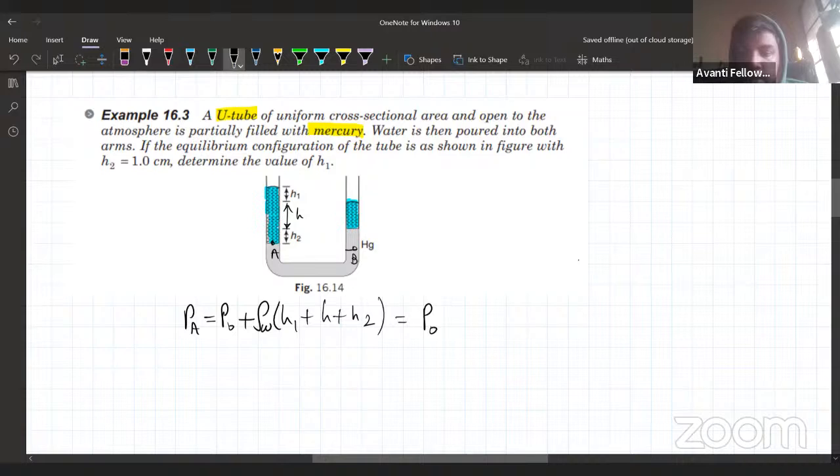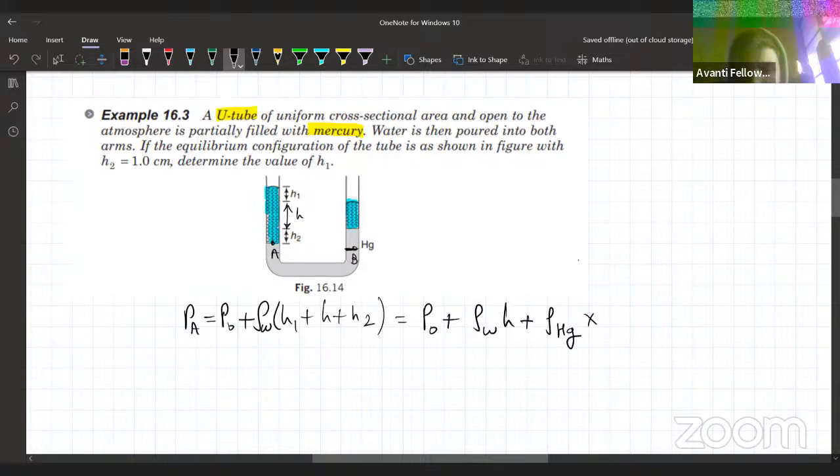Yeah, at point B, P naught plus rho of water into this height H plus rho of mercury Hg into this height H2. Okay, to substitute these values, since these two will be equal, right? P naught and P naught will get cancelled out, and just substitute this value, you'll get your answer.